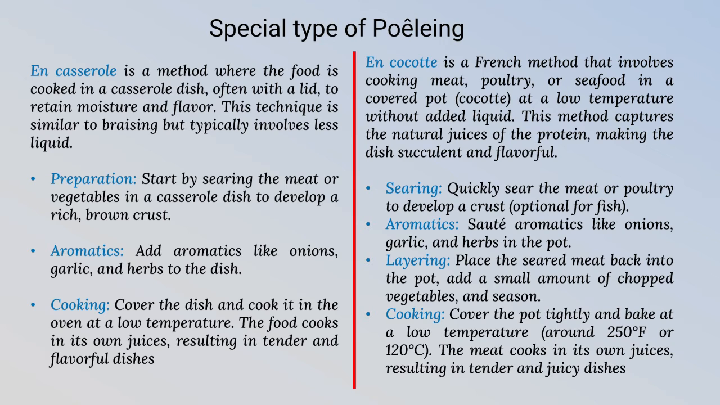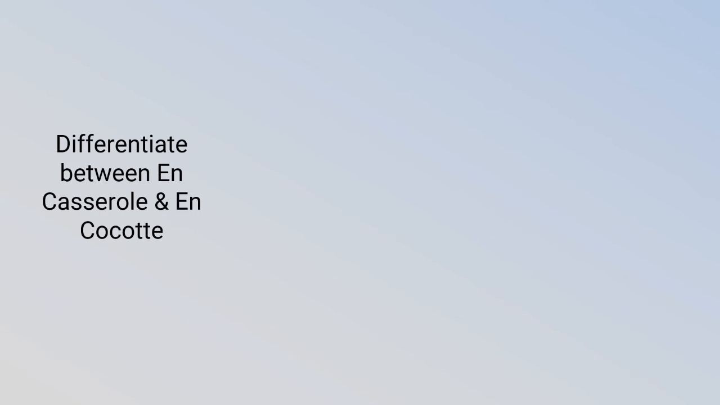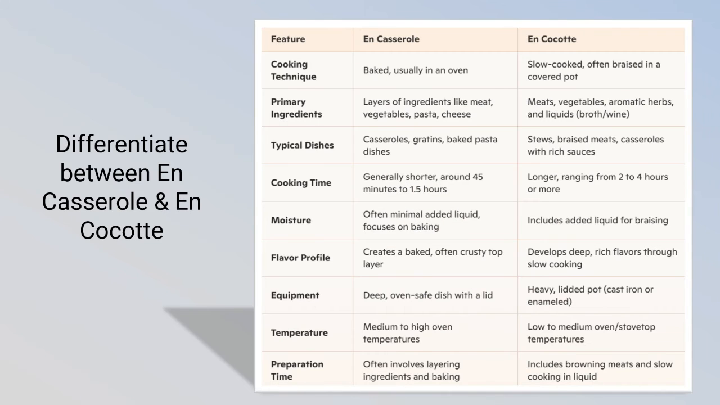Now, let us try to differentiate these two methods, because these two methods are very, very similar. It is coming under boiling. Two types of boiling are there, casserole and cocotte. Almost they are very, very close and very similar. Then how it differs, that is our point of concern. So let us find out what is the difference between cocotte and casserole. Here we'll see point wise. Cooking technique wise, casserole is baked, usually in an oven, and cocotte is slow cooked, often braised in the covered pot.